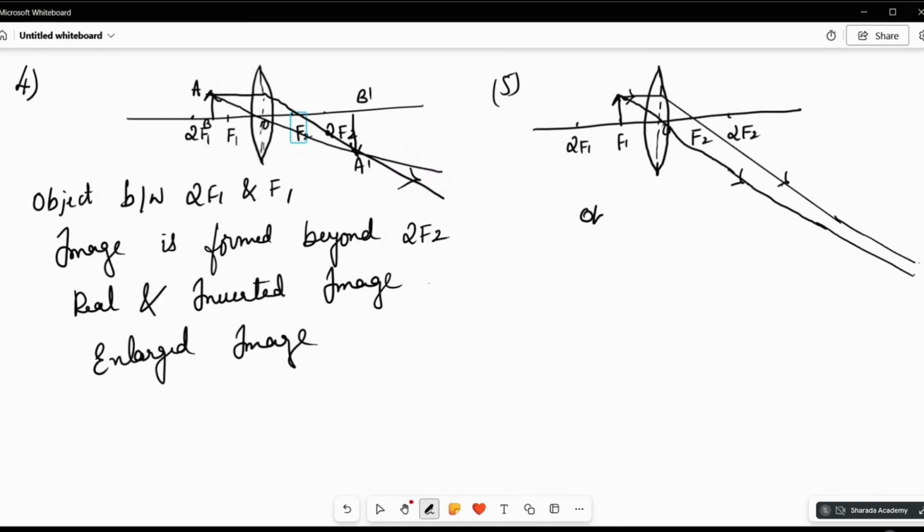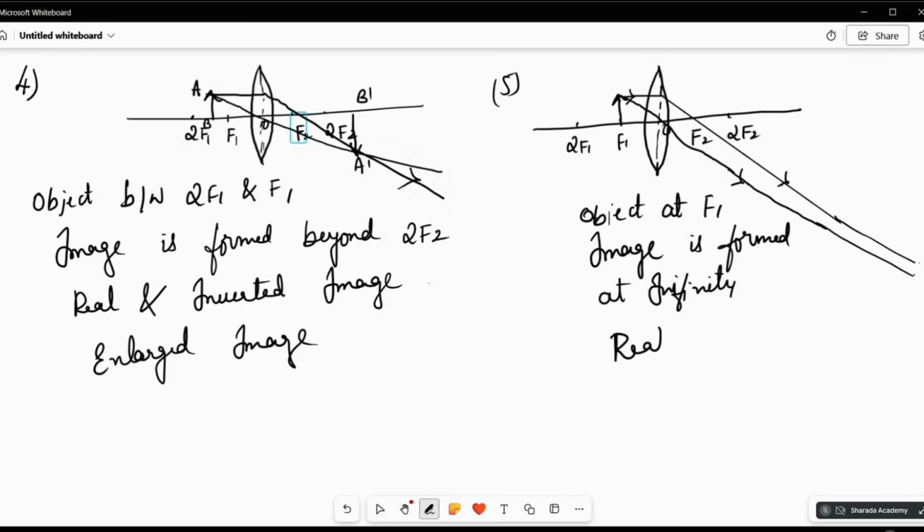So object at F1, image is formed at infinity, and we will get a real, inverted image, and it is a highly enlarged image.